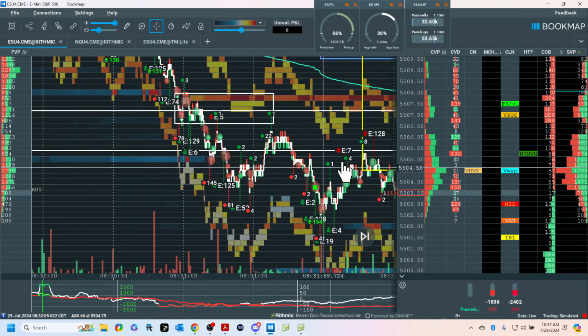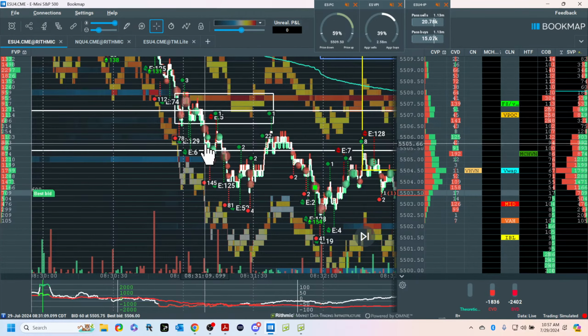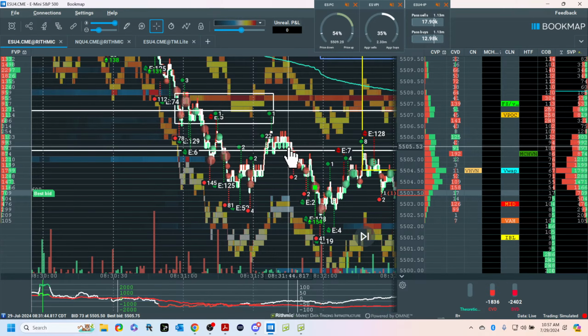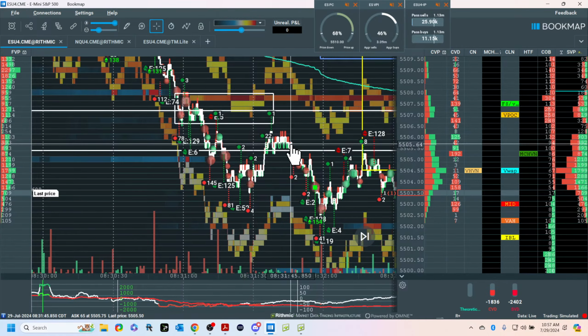Okay. So VPOC migration. What this is saying, and this is a language of the market, in the fractals and the microstructure, this little high volume is too high. Right there.